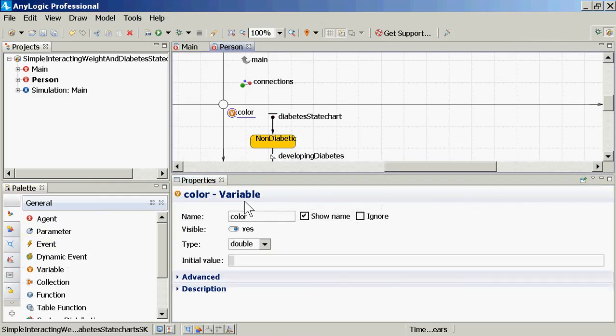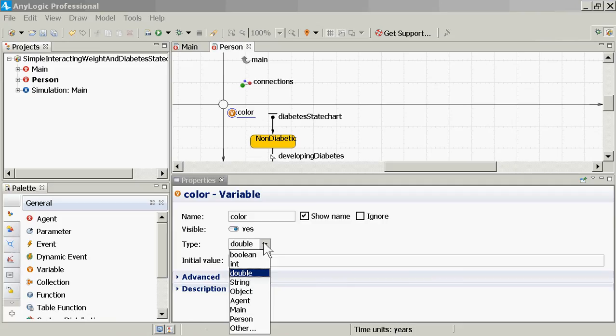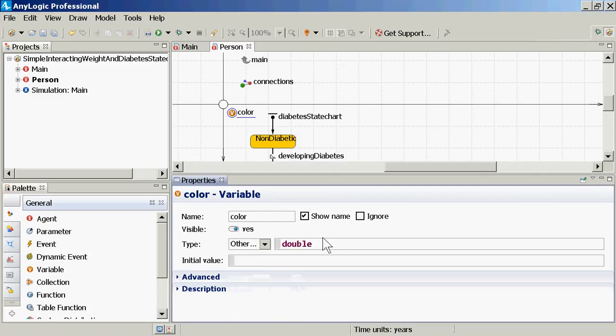The way we're going to do this is this color variable needs to encode a color. It's not going to be a double. It's not going to be an integer. It's not going to be just an agent. It's going to actually be a color. So we need to set its type to be other, and the type needs to be given by capital C-O-L-O-R, just like that. So this is going to encode some color.